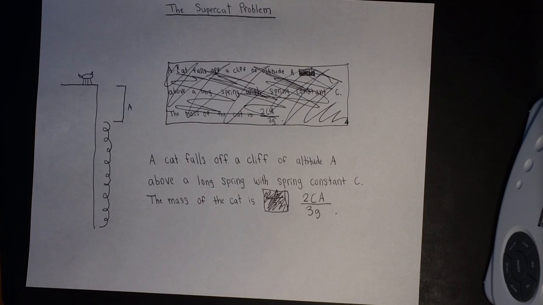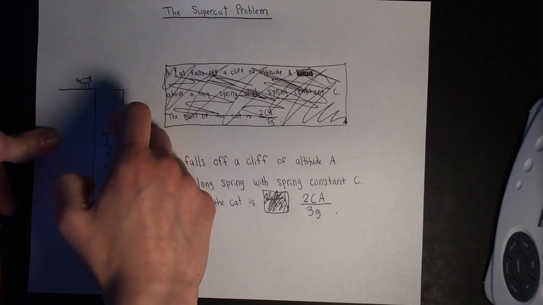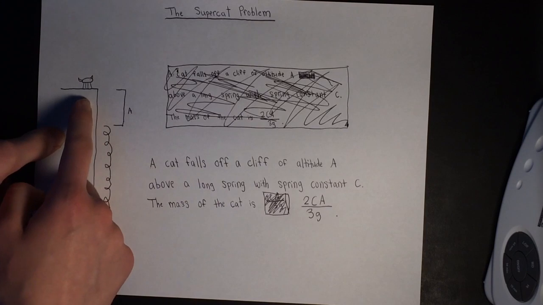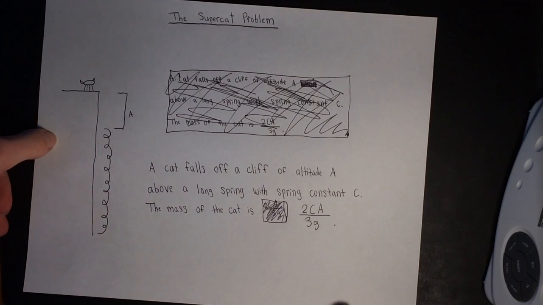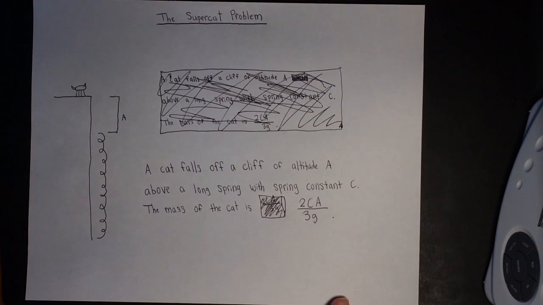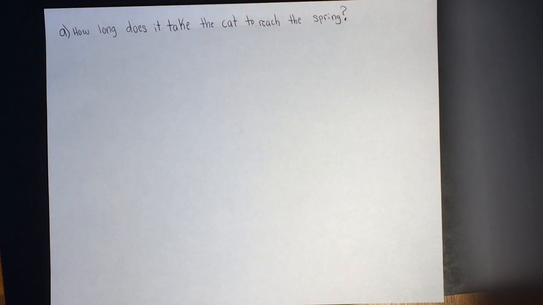And you can see the spring is pretty long. It's almost as tall as the cliff itself. And A is the altitude of the cliff above the spring. So it's this distance here, how much higher the cliff is than the spring. And the mass of the cat is given in terms of A and C and G as well. It's 2CA over 3G. So part A asks, how long does it take the cat to reach the spring?